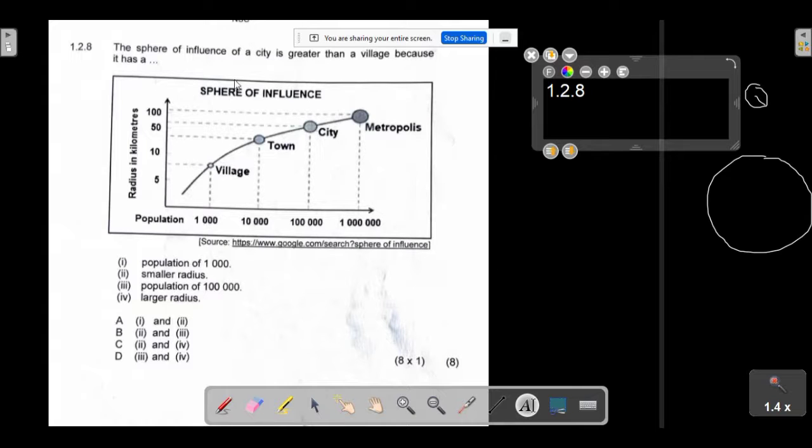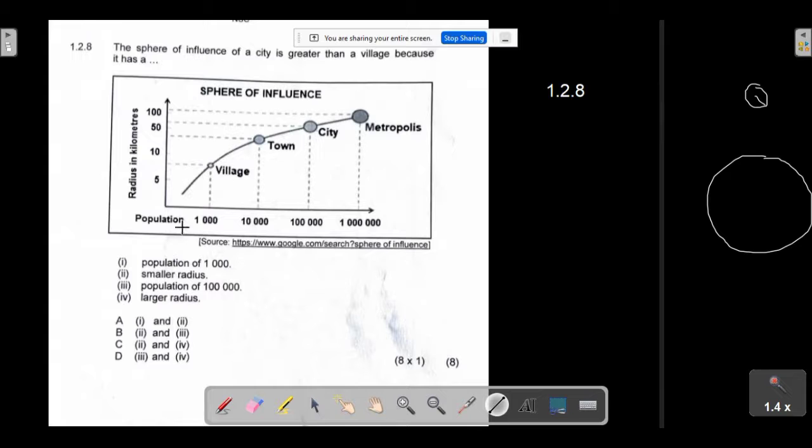So we are comparing the sphere of influence of a city and that of a village, saying that it is greater. The sphere of influence of a city is greater because, well, because it has a population of 1,000. A city actually has a population of 100,000. Okay, so it has a smaller radius. So actually mark these off. The population of 1,000 is incorrect, and the smaller radius part is incorrect. What else? It has a population of 100,000.